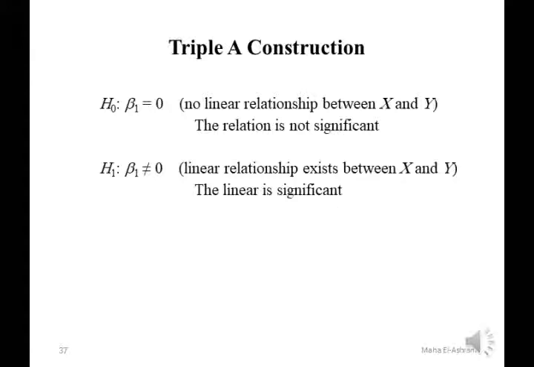Now, the alternative hypothesis, on the other hand, which is the hypothesis that we accept if H0 is rejected, will be beta 1 is not equal to 0. So if beta 1 is not equal to 0, there is a coefficient for x, which means that the relation between x and y is a significant one, or in other words, there is a relation between x and y.